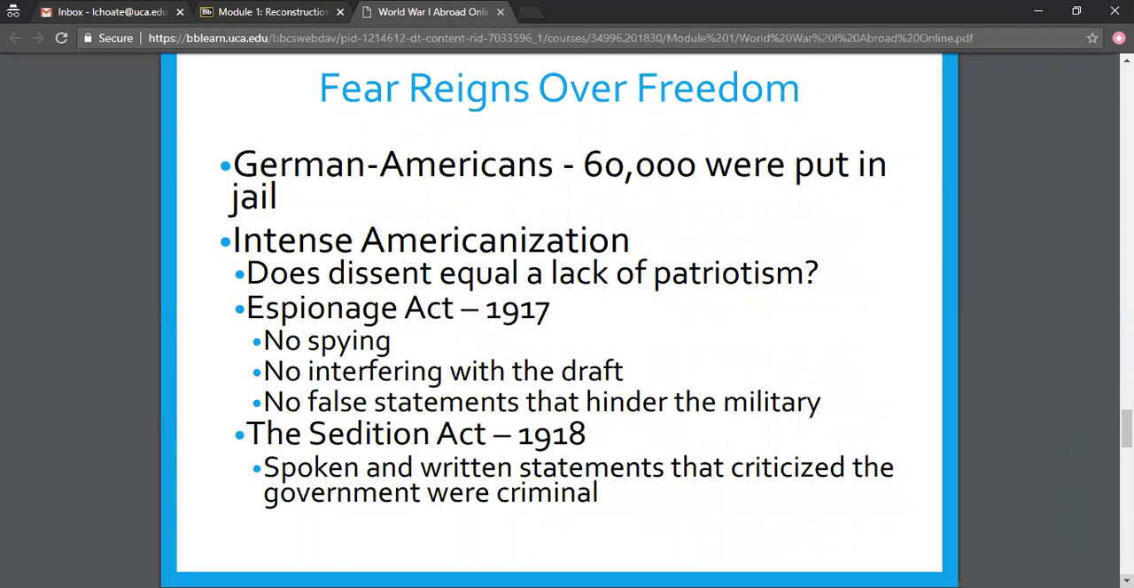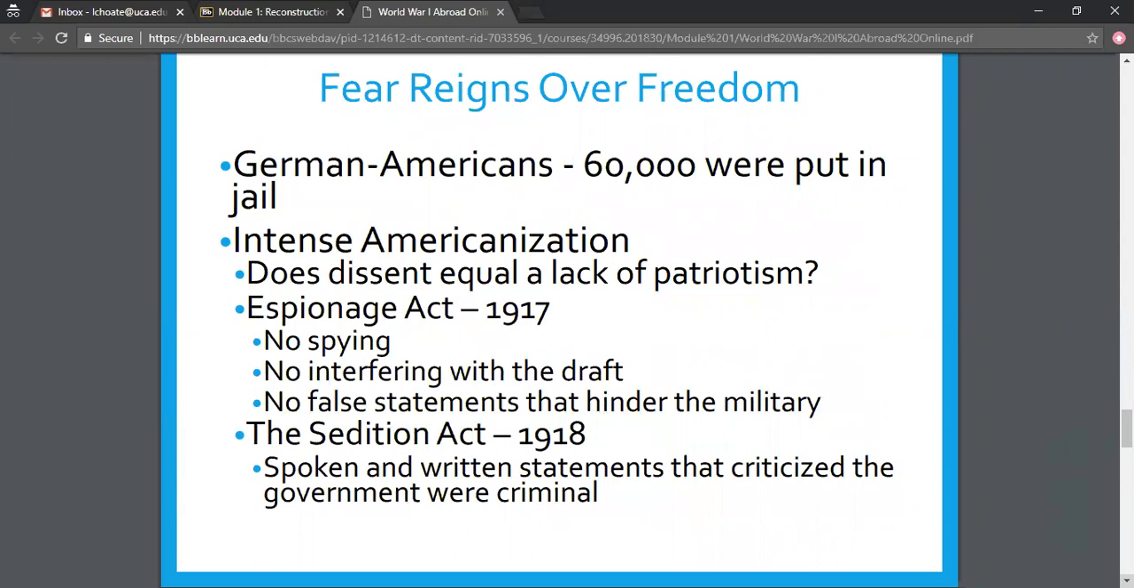It's a very similar thing throughout our history. We will put a lot of Japanese Americans in internment camps during World War II. After 9/11, we will put a lot of Middle Eastern Americans in Guantanamo Bay. So this is something that happens throughout our history, and we're going to see really the first main instance of it here in World War I with German Americans. Along with this is this idea of intense Americanization.